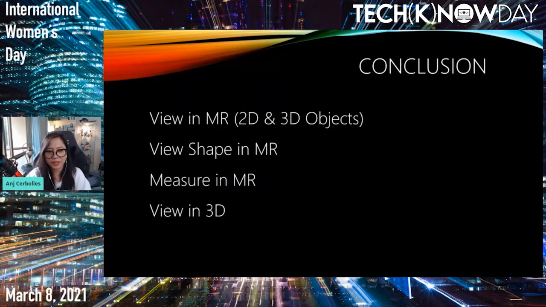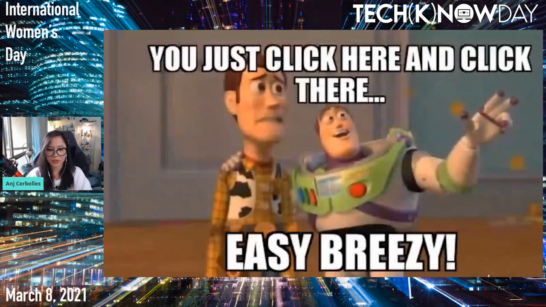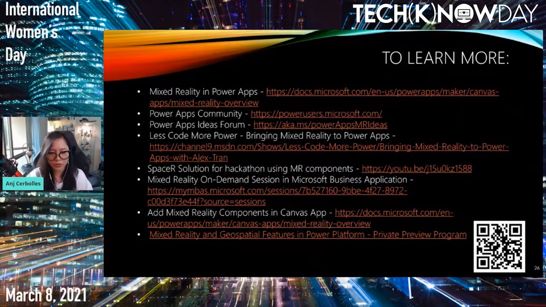Now, that's how easy it is to create an application with mixed reality in Power Apps. So you have these four components: view in MR for 2D and 3D objects, view shape in MR, measure in MR, and view in 3D. With that, you can easily insert mixed reality in your application by just clicking and without the use of code. To learn more about this, we have this reference.